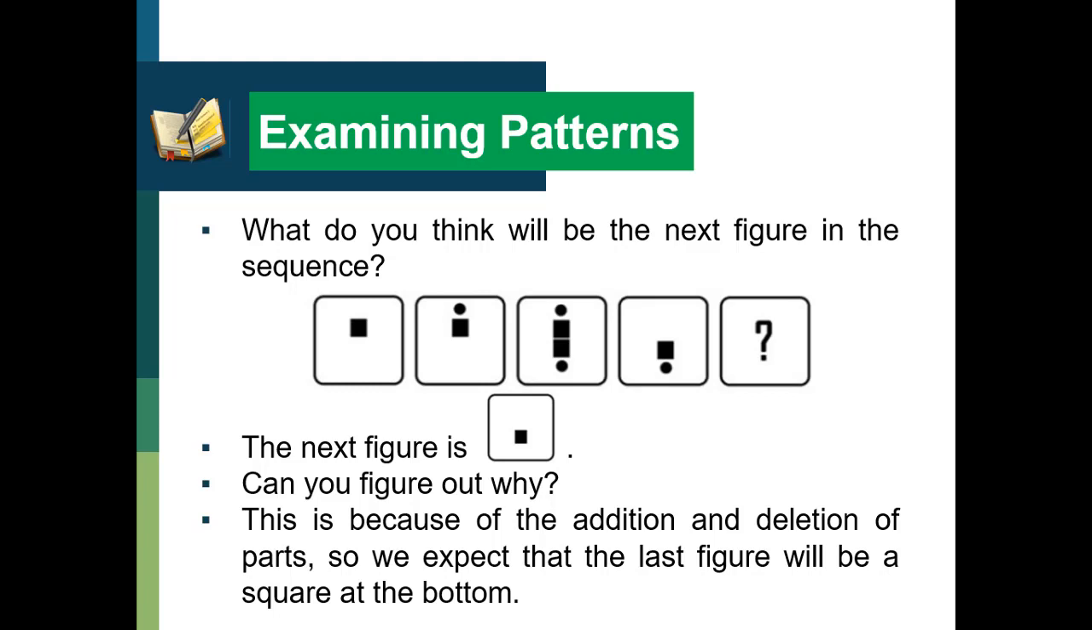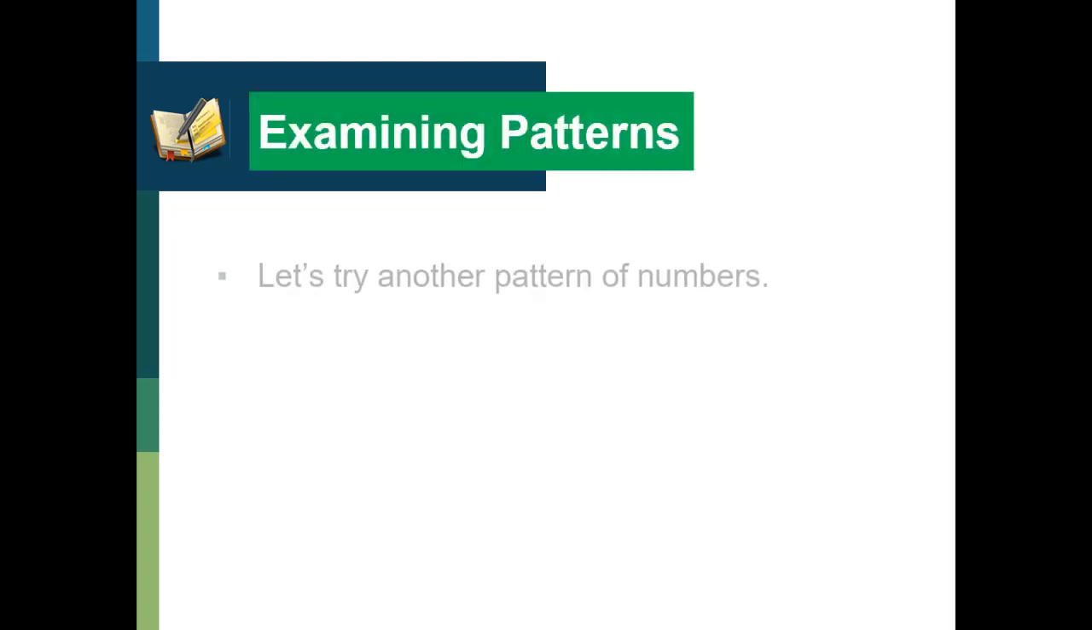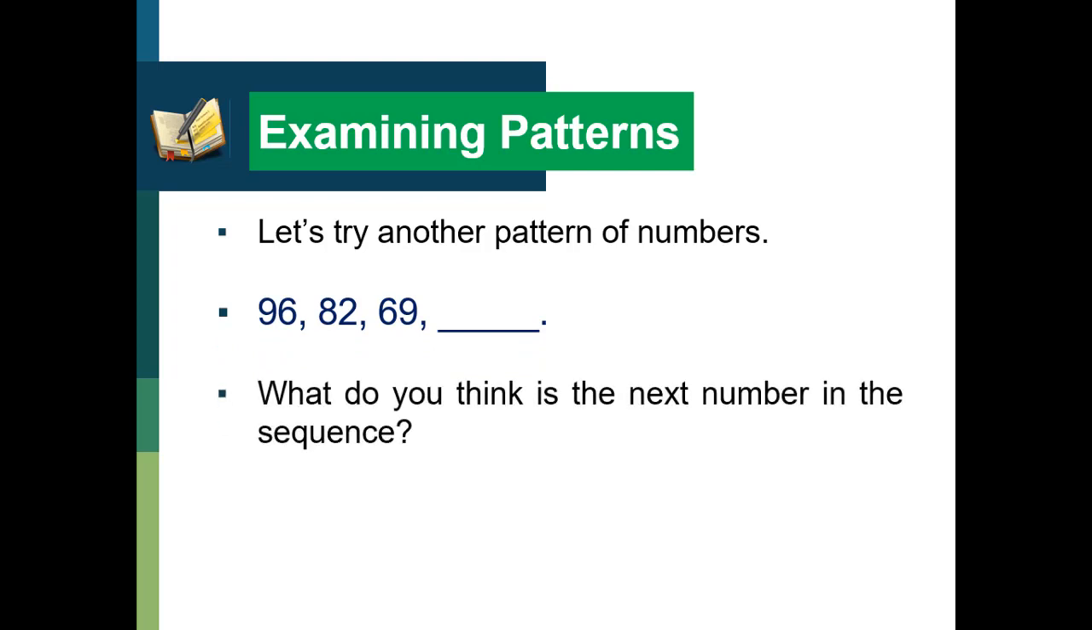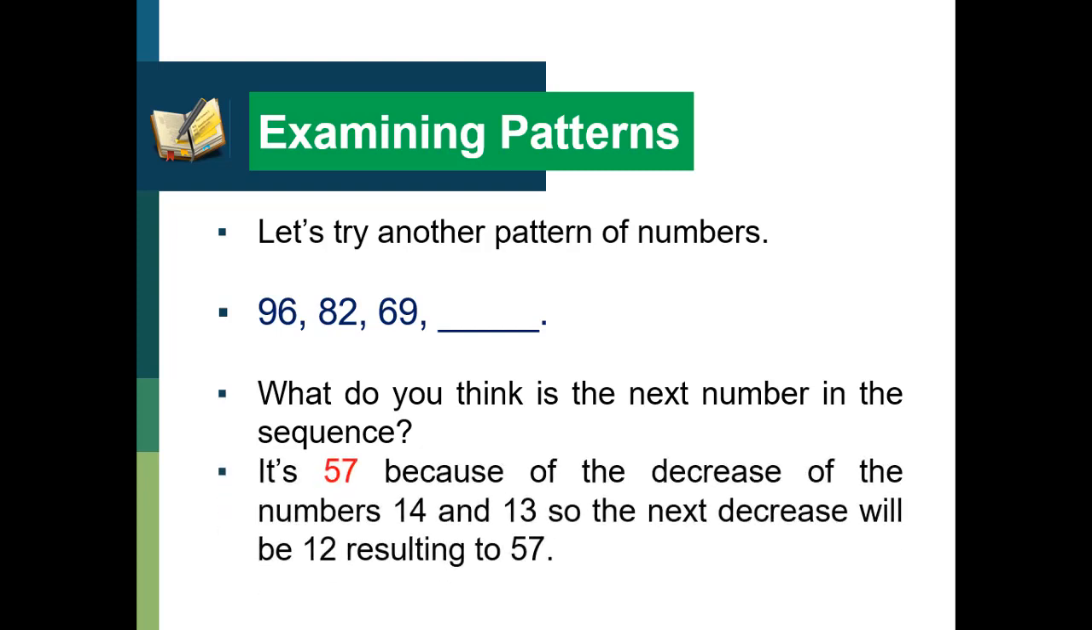Okay, so we'll be studying more patterns. Next, let's try another pattern of numbers. 96, 82, 69. What do you think is the next number in the sequence? Can you think of the next number based on some patterns? So I think you now have your answer. It's 57. Because of the decrease of the numbers, 14 and 13, the next decrease will be 12, resulting in 57.